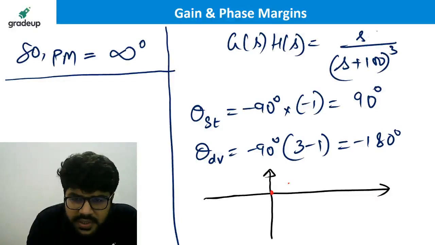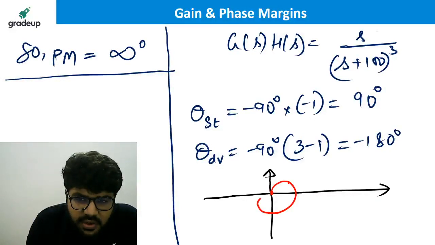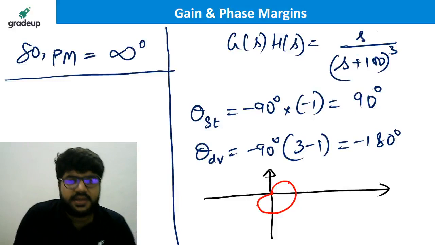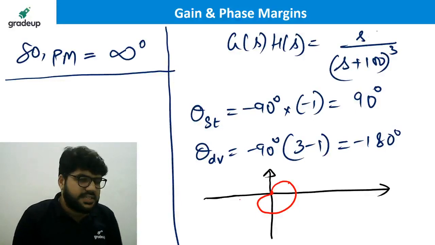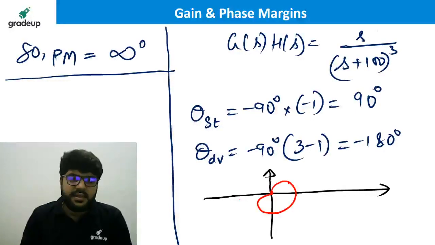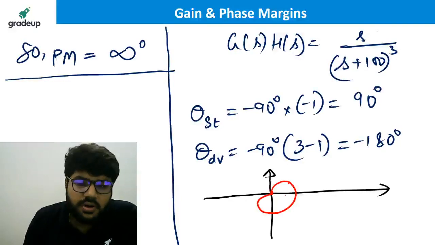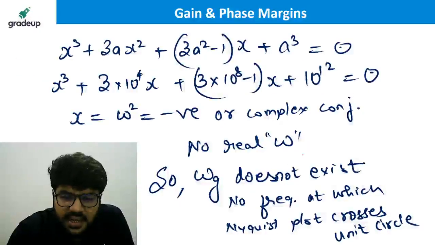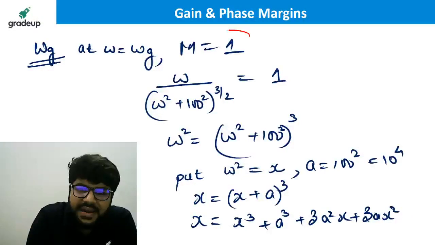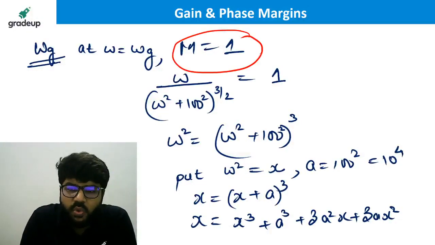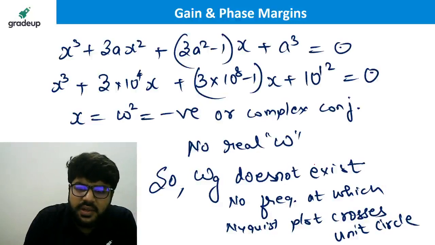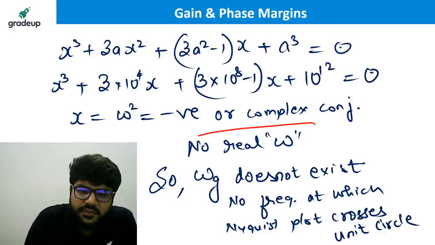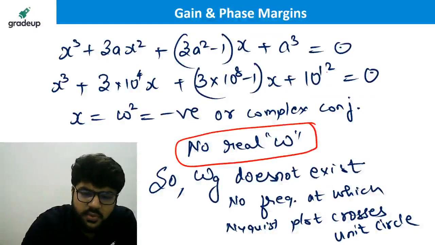So the plot will start along the positive y-axis, 90 degrees, and dive into the origin, 180 degrees. This is the polar plot approximately. Okay. And as seen in the calculation, I was trying to equate the magnitude equal to 1. So what is the frequency at which the magnitude equals 1? There is no real frequency at which the magnitude is equal to 1.